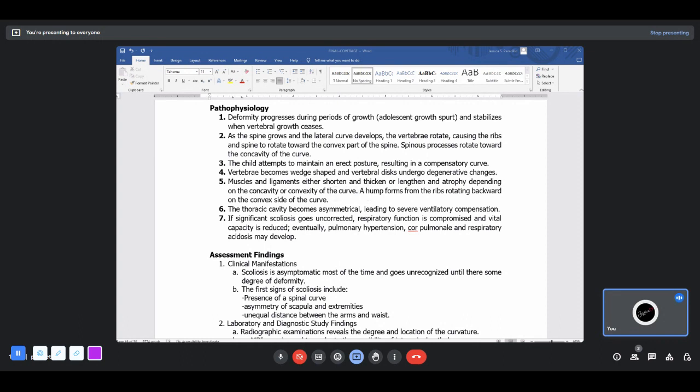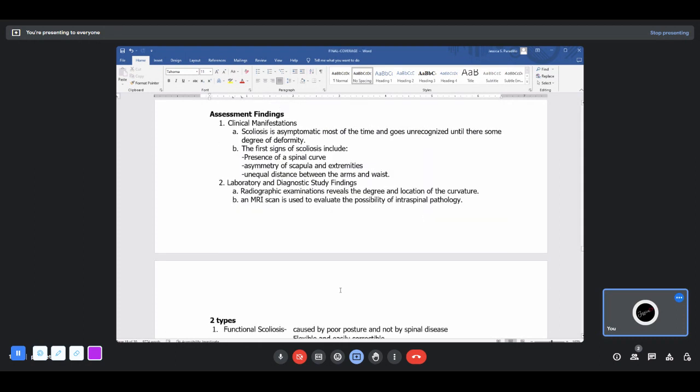For the assessment findings, we have the clinical findings and the laboratory and diagnostic study findings. First, for the clinical manifestations, what do we see? Scoliosis is asymptomatic most of the time and goes unrecognized until there is some degree of deformity. The first signs of scoliosis include the presence of a spinal curve. Here they say that in scoliosis, the spine looks like the letter S. There is a curvature, and also an asymmetry of the scapula and the extremities, so it is not even. There is an unusual distance between the arms and the waist.